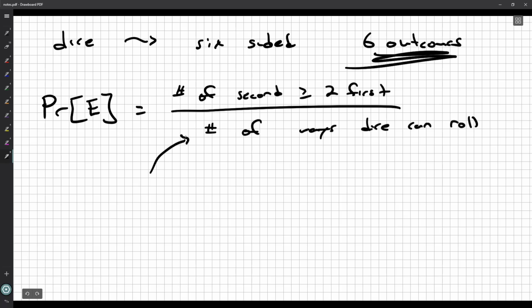So as usual, the bottom number is the easiest one to work out. There's 6 possible outcomes for the first die times 6 possible outcomes for the second die. That's 36. And 36 is kind of small, so we can actually write this out.